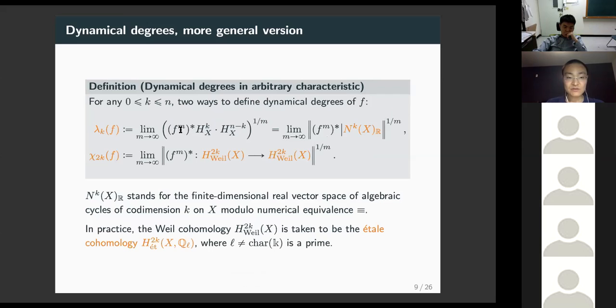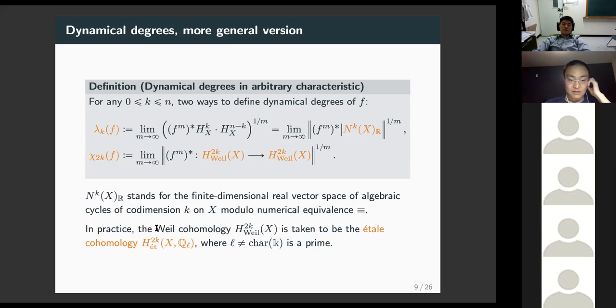The first one is defined by the intersection number, but this is also equal to the pullback action: the f^m pullback on N^k(X). Here N^k(X) stands for the finite dimensional real vector space of algebraic cycles of codimension k on X modulo numerical equivalence. So we consider algebraic cycles with real coefficients, and these form a finite dimensional real vector space.